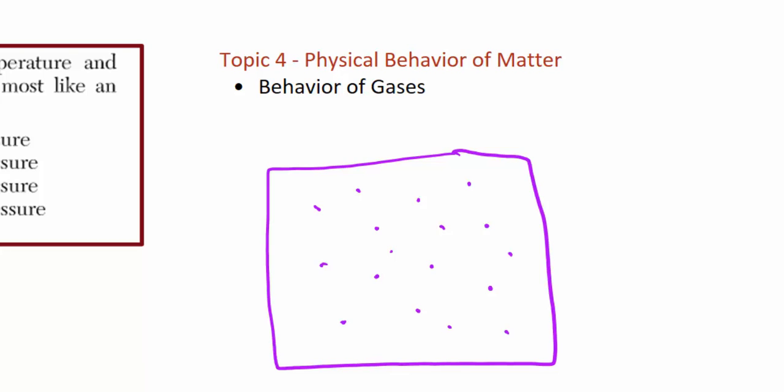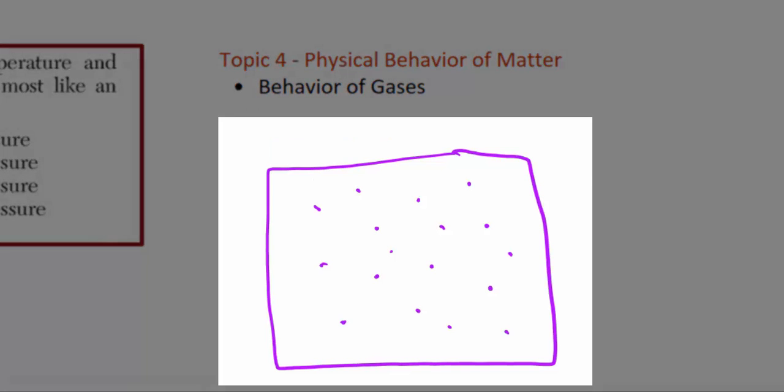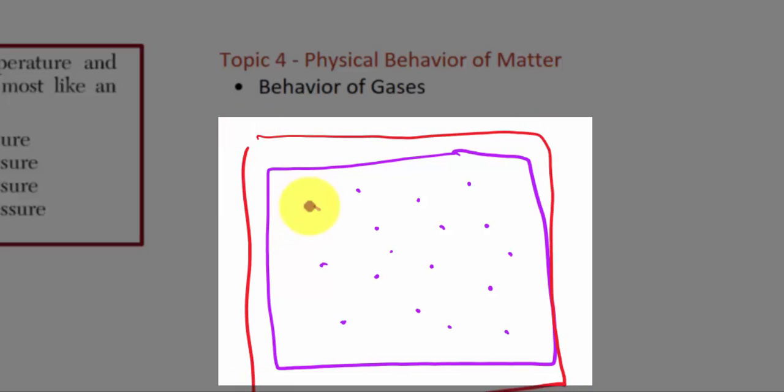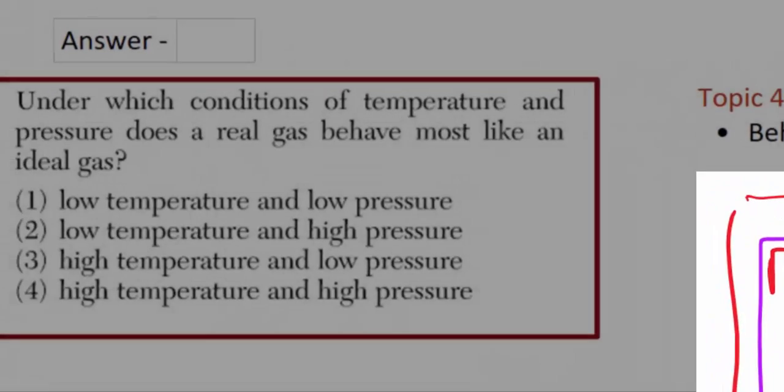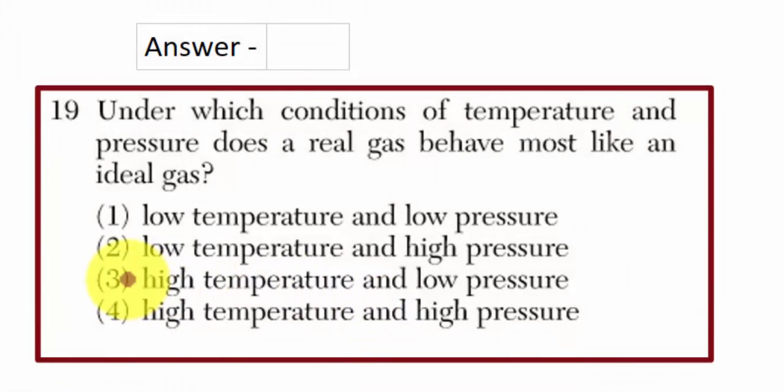So the conditions that would favor this most likely would be a condition of high temperature, so that the particles can move faster. And we also want to decrease the pressure. Decreasing the pressure would be the effect of making the container bigger, and that's going to allow the particles to spread out to a greater extent. So we're looking for high temperature, low pressure. That's your ideal gas condition.